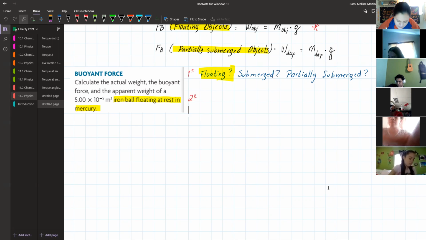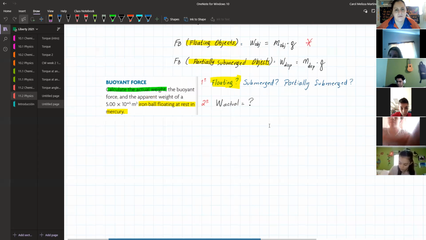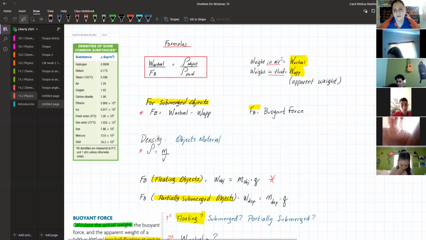I will start from the beginning. It says calculate the actual weight. That means I need to get W actual, or what I like to call it, the actual. So according to the formulas, how do I calculate actual? Take a look.